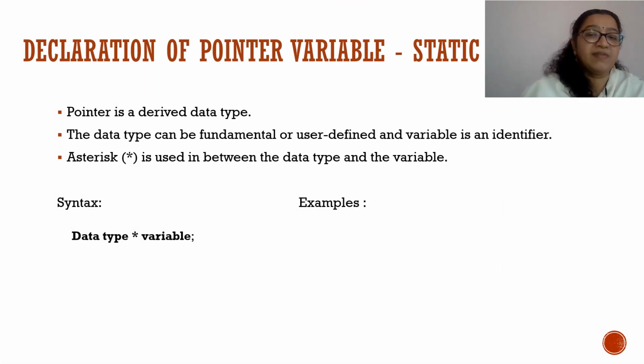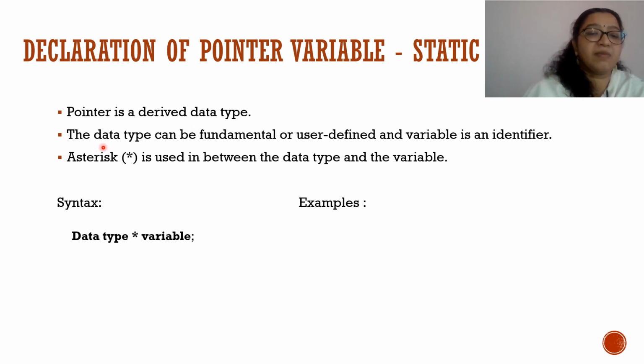Declaration of a pointer variable in the static method. Okay, see, pointer is a derived data type. Derived means, array is a derived data type, so pointer is also a derived data type. What is the meaning? Deriving means we can copy from the predefined data types or the user defined data types. Okay, that is derived. So the pointer is a derived data type.